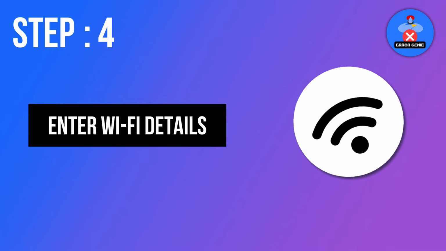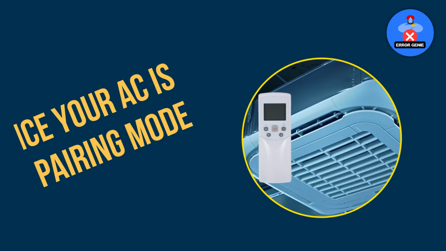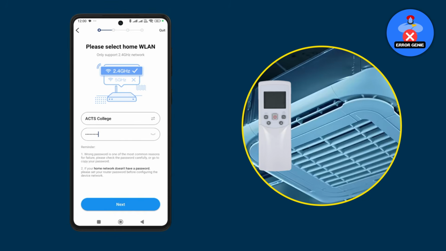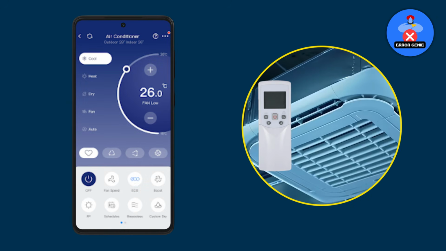Step 4. Enter Wi-Fi details. Once your AC is in pairing mode, the app will ask for your Wi-Fi network name and password. Enter the details and tap Connect. The app will now link your AC to your phone.